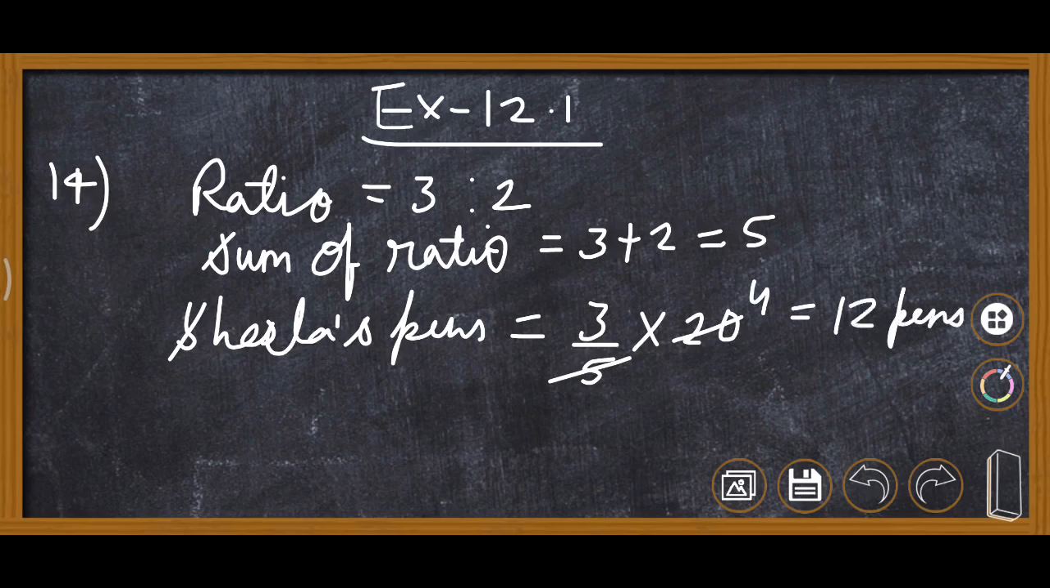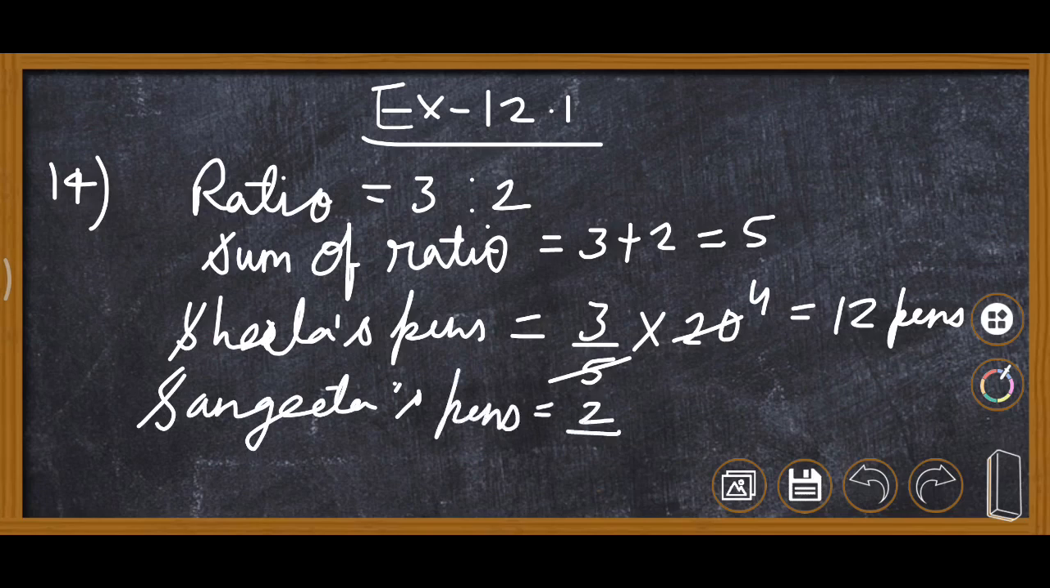This is Sheila's share. After that, Sangeeta's pens will be written as 2/5, multiply by 20, 5 4s are 20, then 2 4s are 8 pens. So in this way you are required to solve this question.